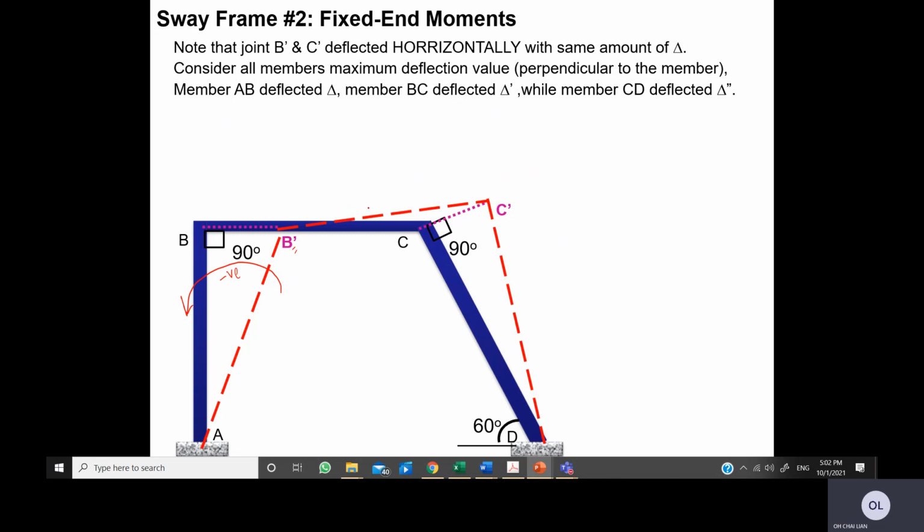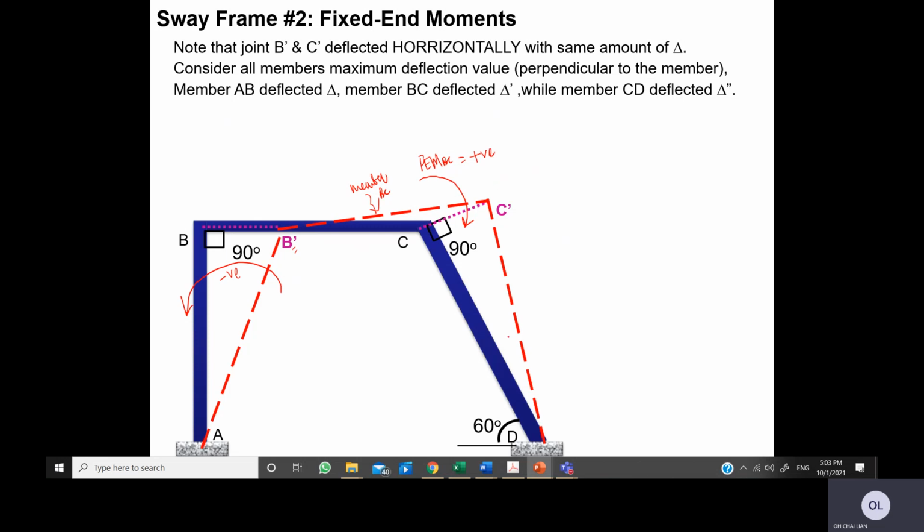Then for member BC, the deflected point is C prime and you need to move it back to C. So you need to push it in such a way. This is the fixed moment for BC. Don't confuse it with CD, because you are referring to member BC right now. You want to push it back such that C prime turns back to C. This fixed moment is in a clockwise manner, so it is positive.